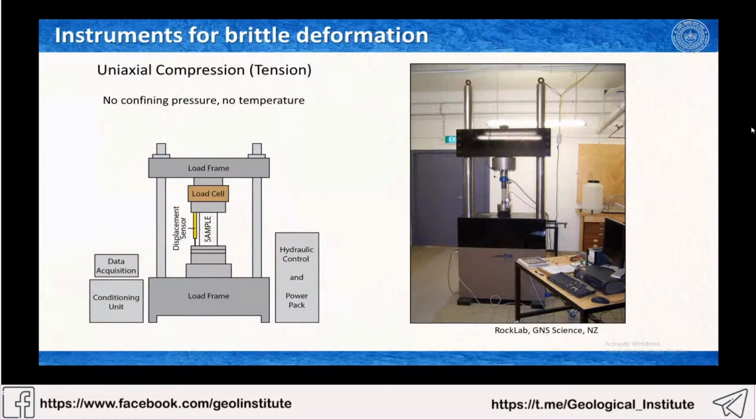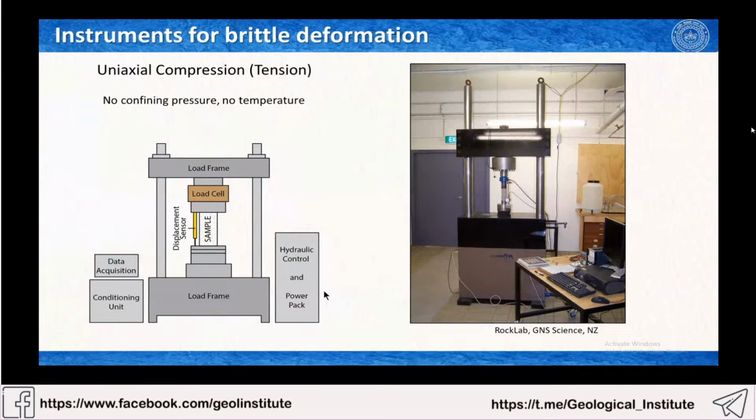So from now on, I'll show you some of the basic instruments that we use. For brittle deformation, we use a uniaxial compression apparatus. This instrument is pretty simple. The sample stays in the middle. We have a load cell to measure the load, which you later convert to stress, and a displacement sensor, through which you later convert to strain.